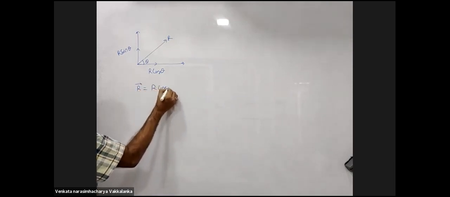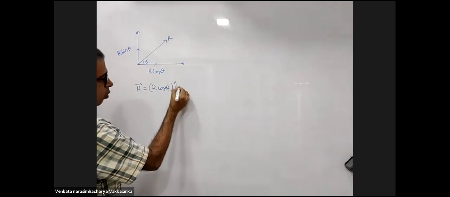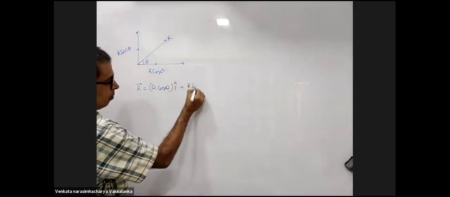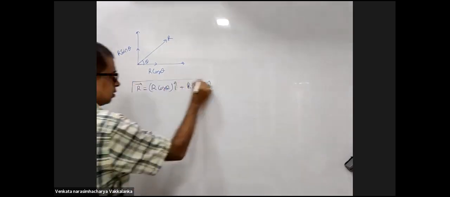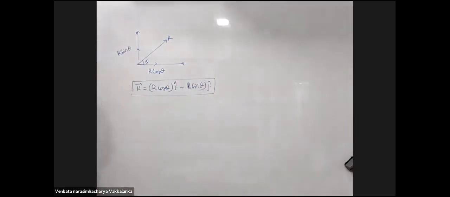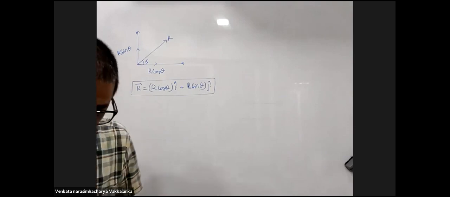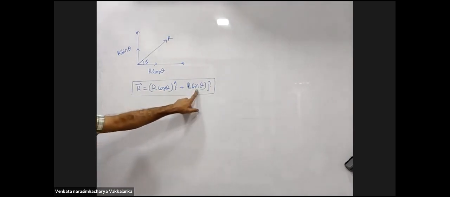So hereafter you will write this as R cos theta i cap plus R sin theta j cap. Do you all agree with this? Coefficient of i cap is the x component, coefficient of j cap is the y component. Right?